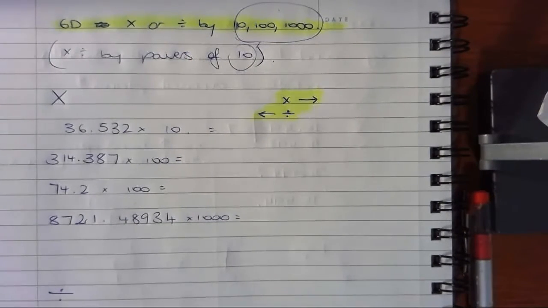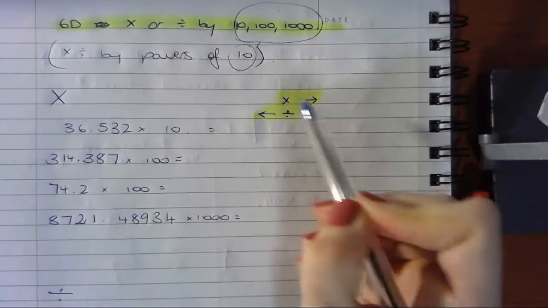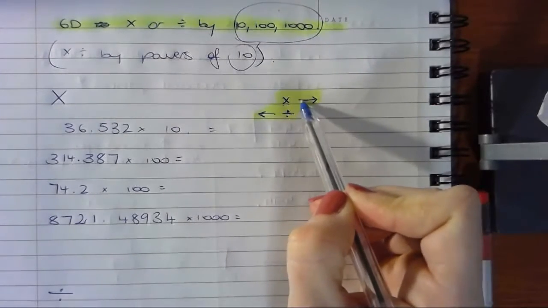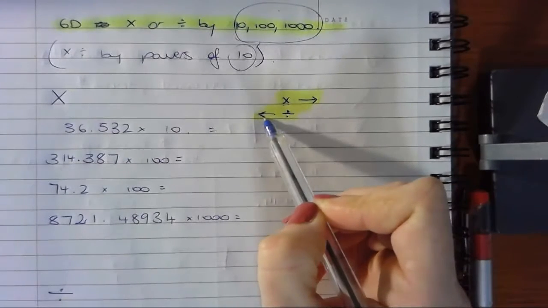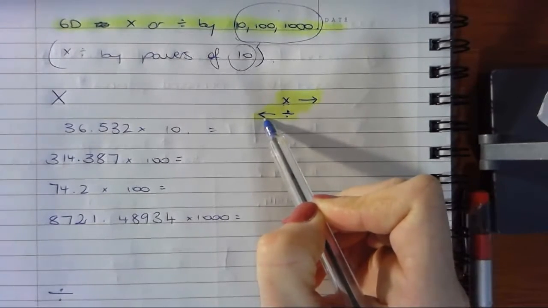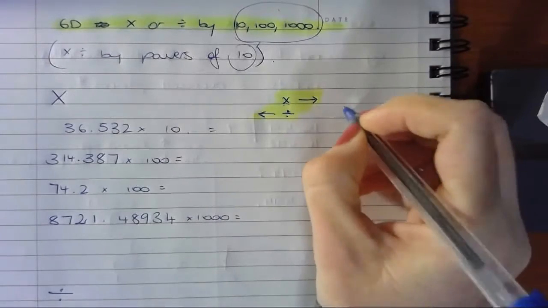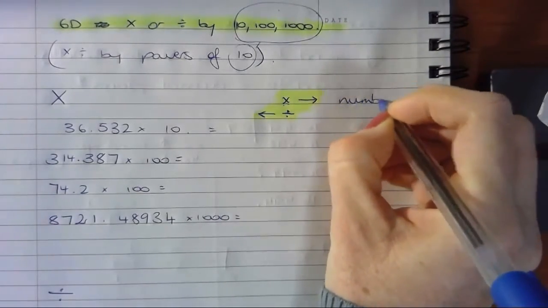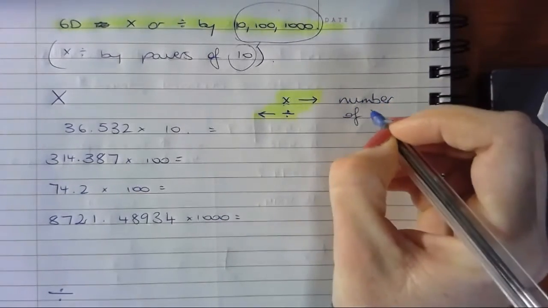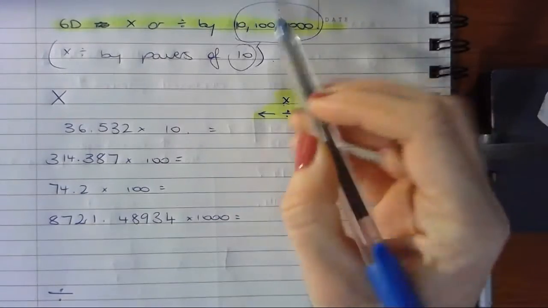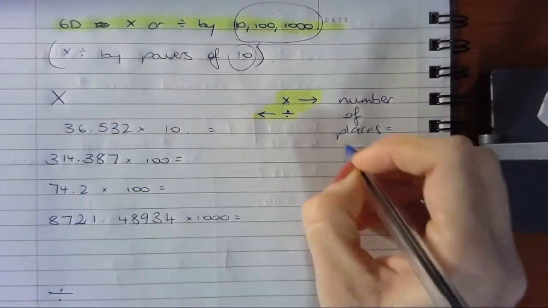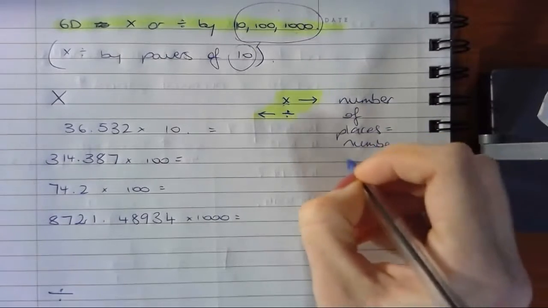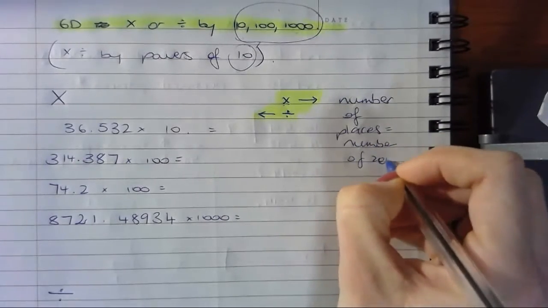So again, this is probably something you've come across before. When you are timesing, you are moving your decimal place to the right. When you're dividing, you're moving it to the left. Really important you remember that one. Now, the number of places depends on the amount of zeros in what you're timesing it by. Number of places equals number of zeros. That's the easiest way to remember it.